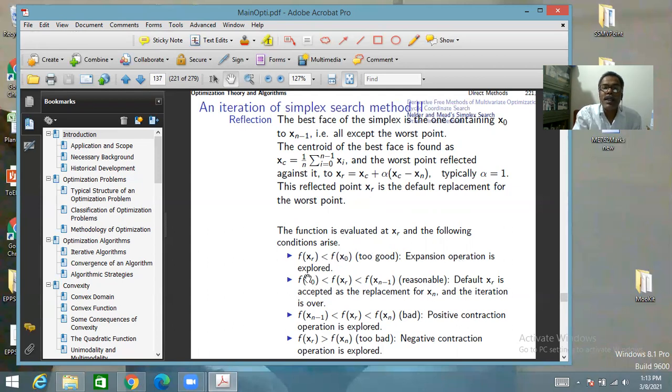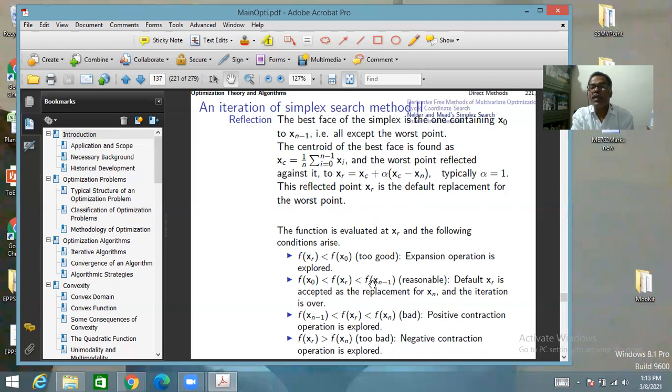If the function value at the reflected point xr is between the best value till now and the second worst value, then it's a reasonable point to go. So in that case, the default choice is taken. So the default choice is taken in the most number of cases, x0 to x1, x1 to x2, x2 to x3, and so on, up to xn minus 2 to xn minus 1. So all this is covered by the reflected point. That is why it is the default choice.